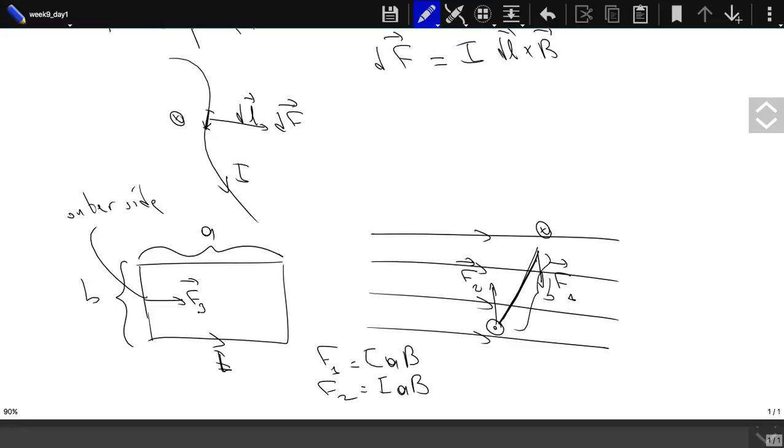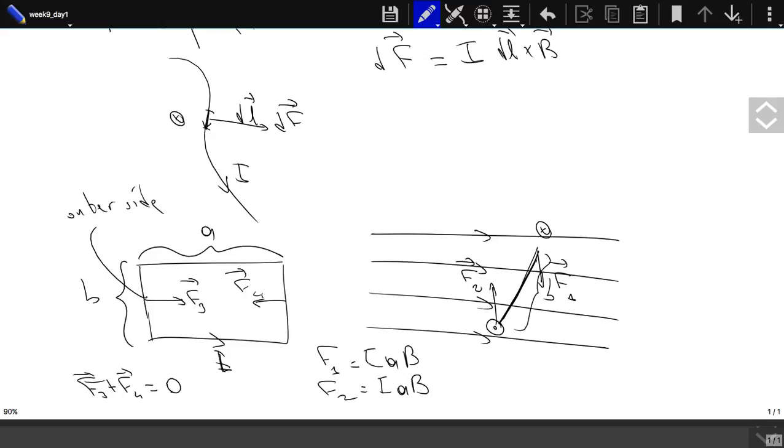Now if you look at the other side, the further away side, again remember the current is running like this. So at the further side, the current is running in this direction. This is the direction of I, this is the direction of B, and I cross B is out of the screen. So this is the direction of F4. And again, F3 plus F4 will be equal to 0 if the magnetic field is uniform.